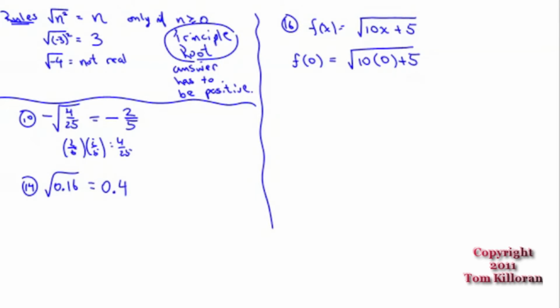10 times 0? What property? Oh, you don't know what property that one is. But 0 plus 5? What property? Additive. Additive identity. So this becomes 5. Okay, 10 times 0 is 0. 0 plus 5 is 5.